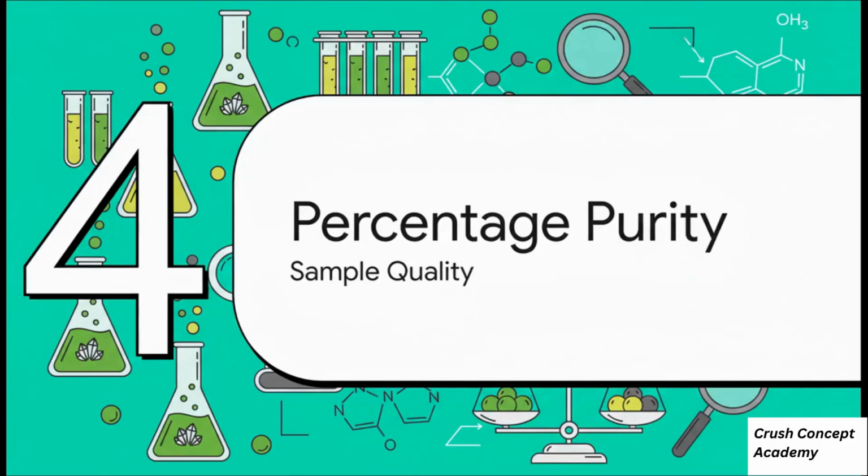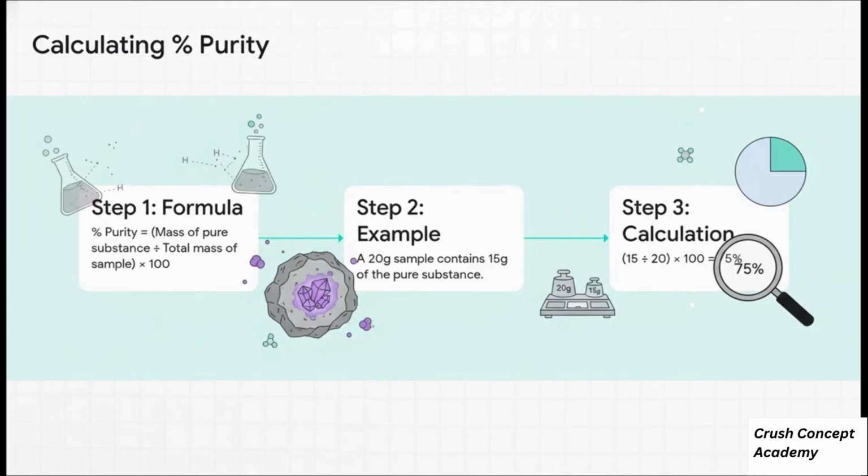Now, a very closely related idea is percentage purity. This isn't about the reaction's efficiency, but about the quality of your starting material. You know, how much of that stuff you're using is actually the chemical you want, and how much is, well, junk. And again, the formula is simple. It's just the mass of the pure stuff divided by the total mass of the whole sample times 100. So if you've got a 20-gram chunk of something, but only 15 grams of it is the actual pure chemical you need, your sample is 75% pure.